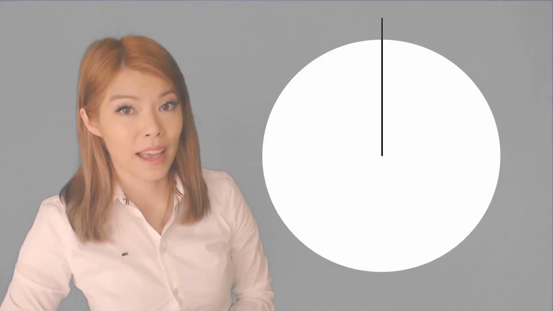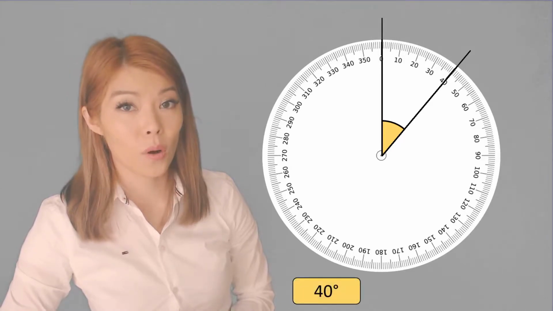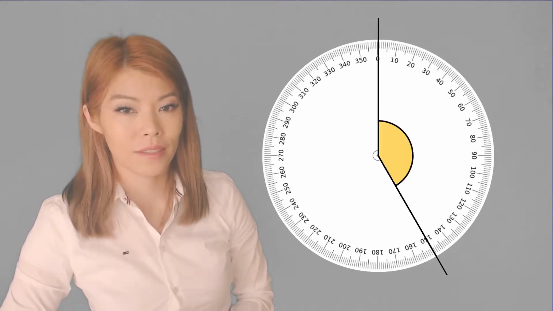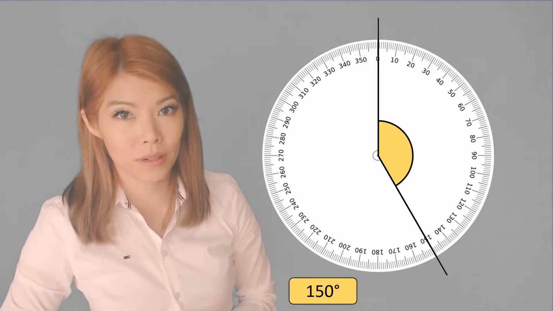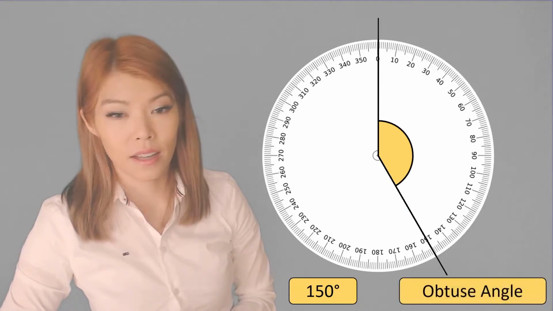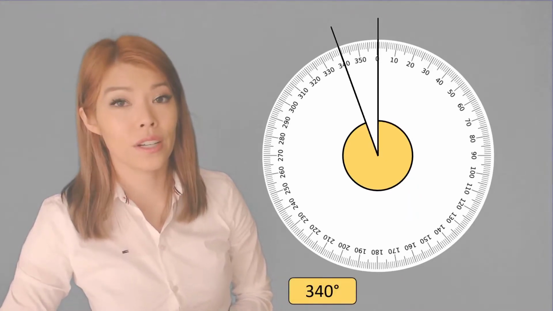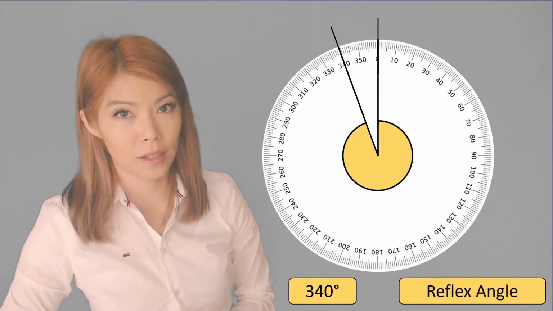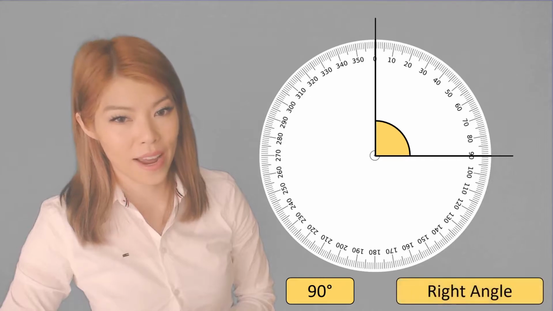Let's have a look at some examples. So this one here, we can measure and see that's 40 degrees. What would you call it? It's called an acute angle. What about this one? As you can read, it is 150 degrees, which is between 90 and 180. So we call it an obtuse angle. What about this one? It is 340 degrees, which is way bigger than 180 degrees, and it is called a reflex angle. Now this one is exactly 90 degrees, so it's called a right angle.